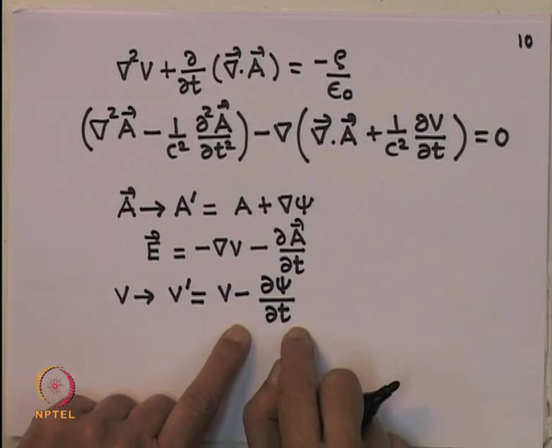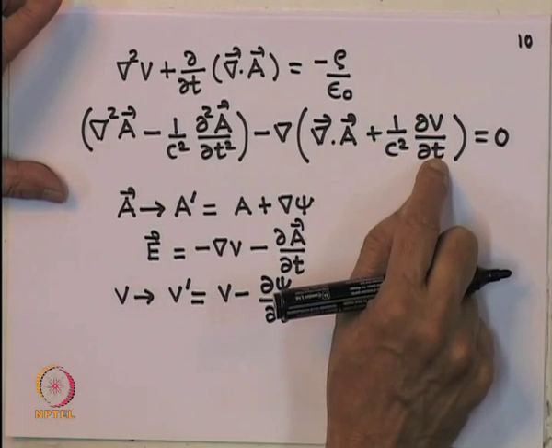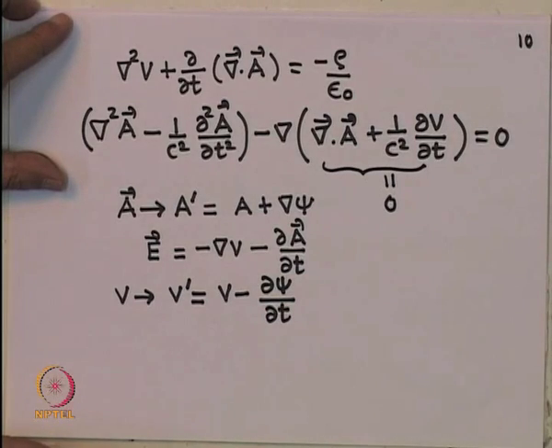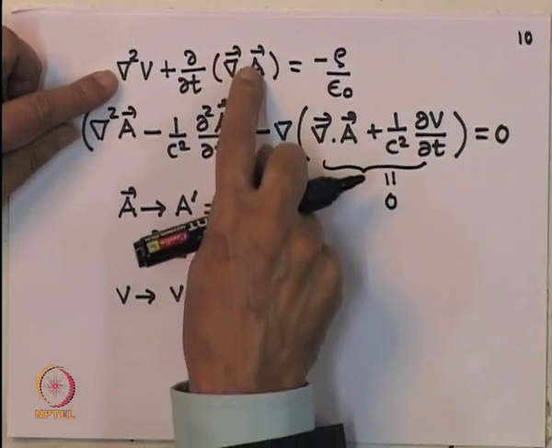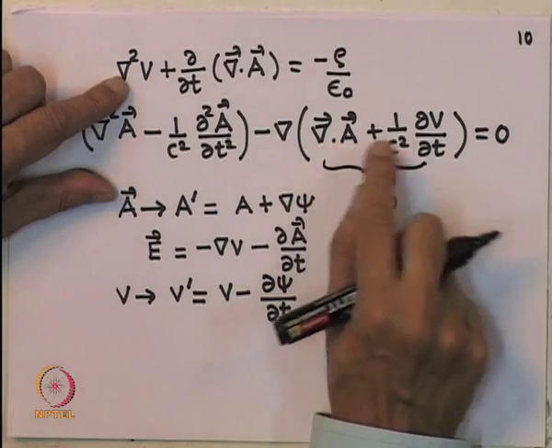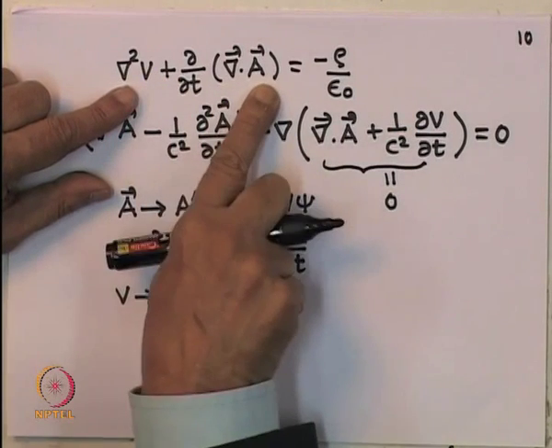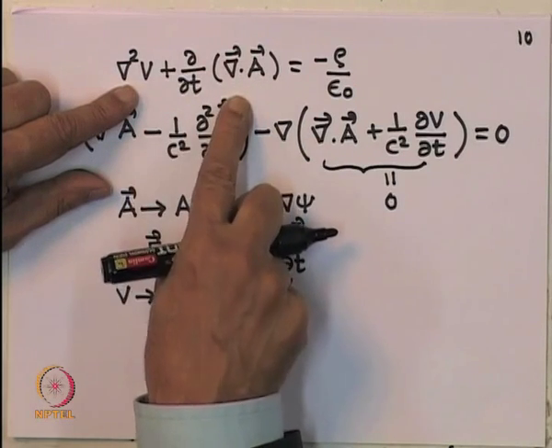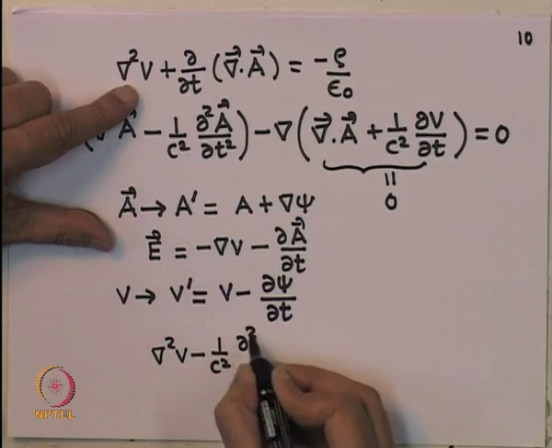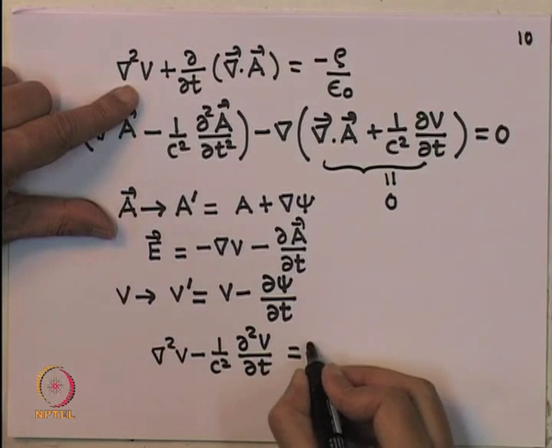Then, if I put in a condition that del dot of A plus 1 over c square dV by dt equal to 0, suppose this quantity is put to be equal to 0, then these two equations will be decoupled. The reason why it will be decoupled, you can see it. If del dot of A plus 1 over c square dV by dt is 0, then in this equation, I can substitute for del dot of A minus 1 over c square dV by dt. So, that will give me del square V minus 1 over c square d square V by dt square. There is one dV by dt here, there is a d by dt there. So, that quantity will be equal to minus rho by epsilon 0.